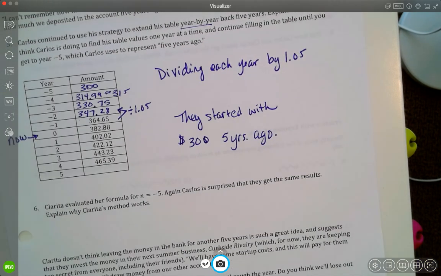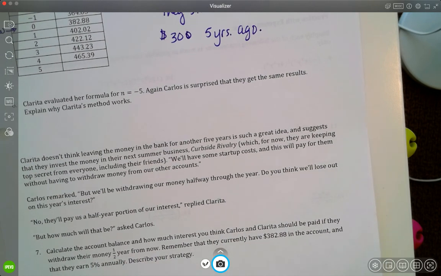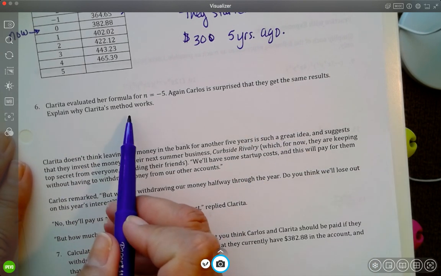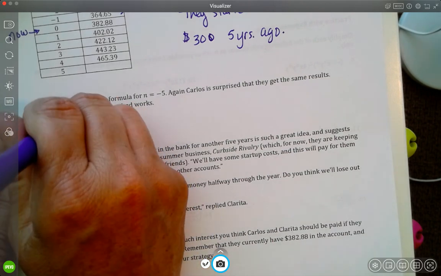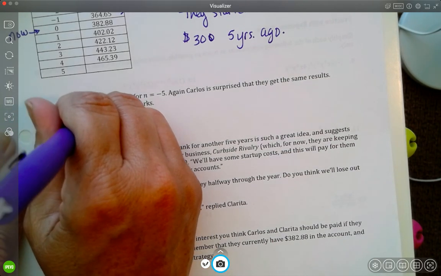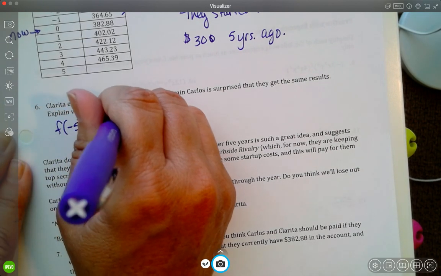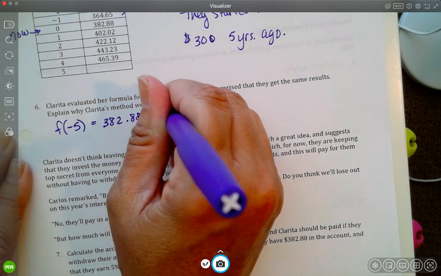So Clarita evaluated her formula. Remember her explicit formula that she came up with before? So she evaluated her formula for n equals -5. So again, Carlos is surprised that they get the same results, and explain why Clarita's method works, but we'll just show it with math. So hers was f of n, but she's going to use f of -5 equals 382.88 times 1.05 to the -5.